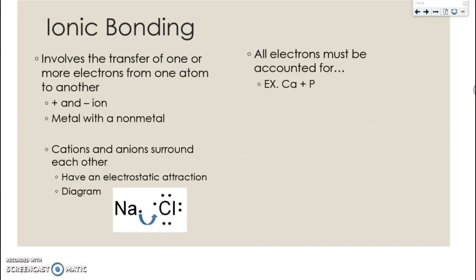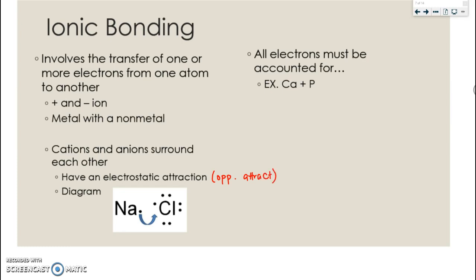Let's dive a little bit deeper into ionic bonding. Ionic bonding involves the transfer of one or more electrons from one atom to another. It's always a positive and a negative ion, as we stated, and it's going to be a metal with a nonmetal. The cations and anions are going to surround each other. They have that electrostatic attraction, which basically is just that opposites attract that we talked about earlier.